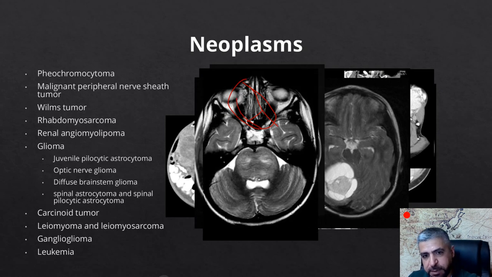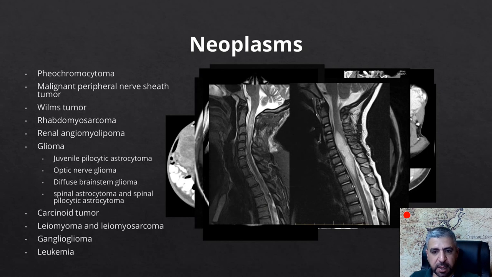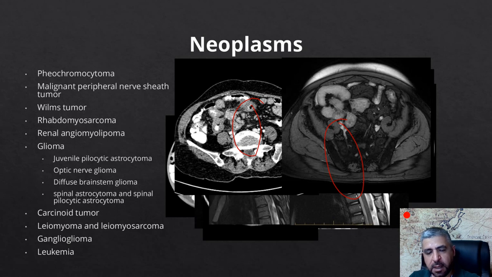Diffuse brainstem astrocytoma, as you can see here, the brainstem is all involved with diffuse astrocytoma. Other neoplasms characteristic of neurofibromatosis are spinal astrocytoma and spinal pilocytic astrocytoma. You can see here spinal astrocytoma with spinal cord involvement, and again the spinal pilocytic astrocytoma.